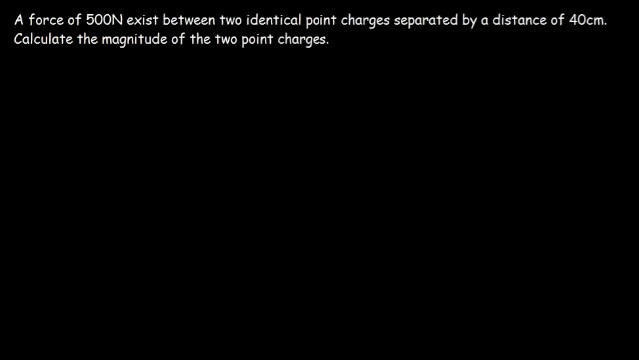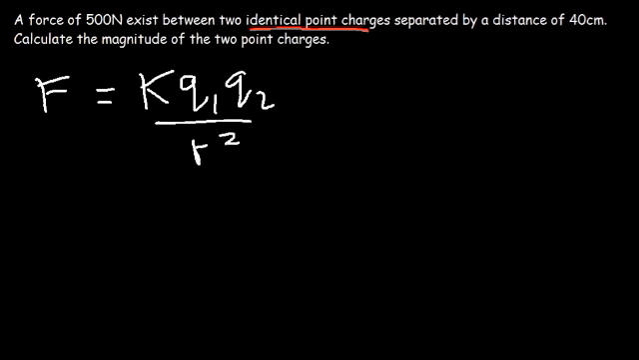Let's try this problem. A force of 500 newtons exists between two identical point charges separated by a distance of 40 centimeters. Calculate the magnitude of the 2 point charges. So the first thing we need to realize is that the charges are identical. So the magnitude of the charges is going to be the same. So starting with this equation, we know that F is equal to K Q1 Q2 over R squared, Coulomb's law. Now, because the charges are the same, we don't need the subscripts 1 and 2 for Q1, Q2. We could simply write it as Q times Q. Now, Q times Q is simply Q squared, and our goal is to solve for Q squared.